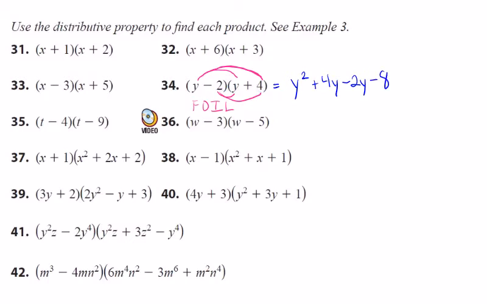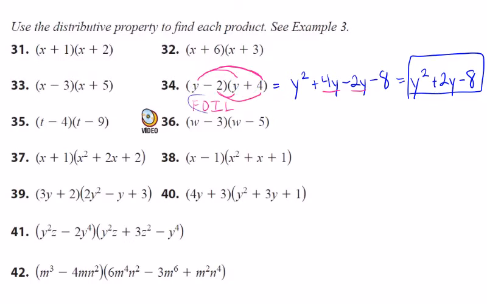All right, then we can combine like terms. This time we do have like terms. And so we have 4y minus 2y. The y squared and the negative 8 don't have like terms, so those will just remain the same. The y squared comes over, and then 4y minus 2y is 2y, and then the negative 8 comes over. Now we don't have any more like terms, so that's our simplified expression. We went from multiplying a binomial by a binomial, and we ended up getting a trinomial when it was all said and done.